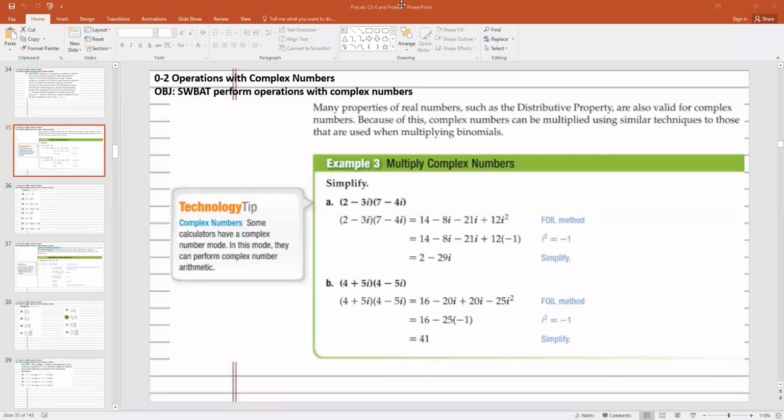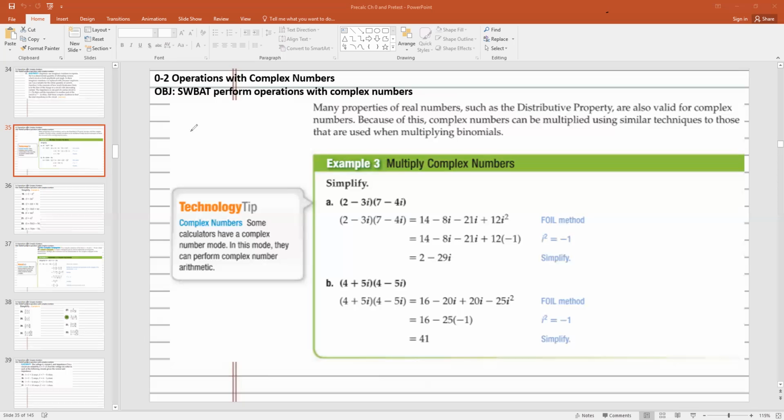All right. So this is part two of 02, operations with complex numbers. And we talked about adding and subtracting last time. This time we're going to look at multiplying and dividing. So, multiplying complex numbers is going to be similar to multiplying polynomials.